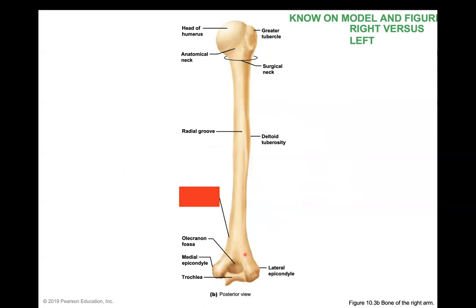So this is a posterior view of the humerus. Again, we can see the head of the humerus up here, the greater tubercle, again, that deltoid tuberosity, the medial and lateral epicondyles, and the trochlea. Again, practice labeling these on MyLab and Mastering.